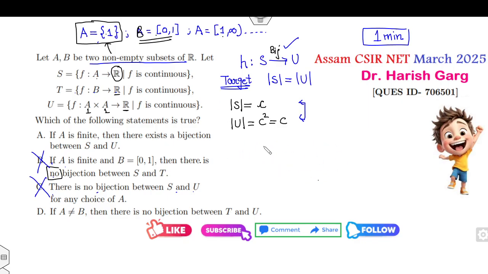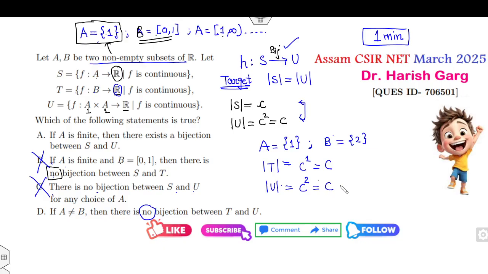Look at the fourth case. A is not equal to B. I can choose A as {1} and B as {2}, both singleton sets. The option says there is no bijective map from T to U. So can you find the cardinality of T? That is c raised to the power 1, which is c. The cardinality of U is c squared, which is again c. Both are the same, so yes, there exists a bijective map, but the option said no. So the only remaining option, A, is the right answer of the problem.